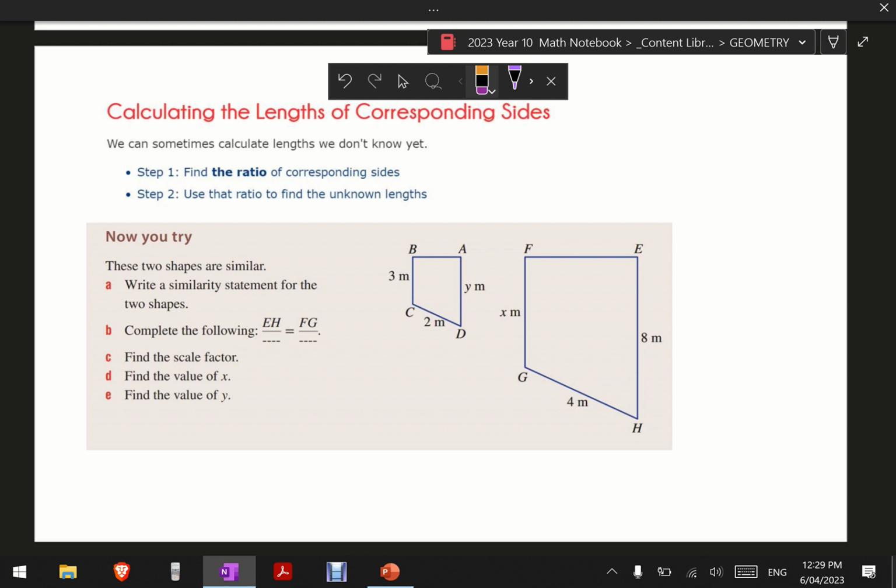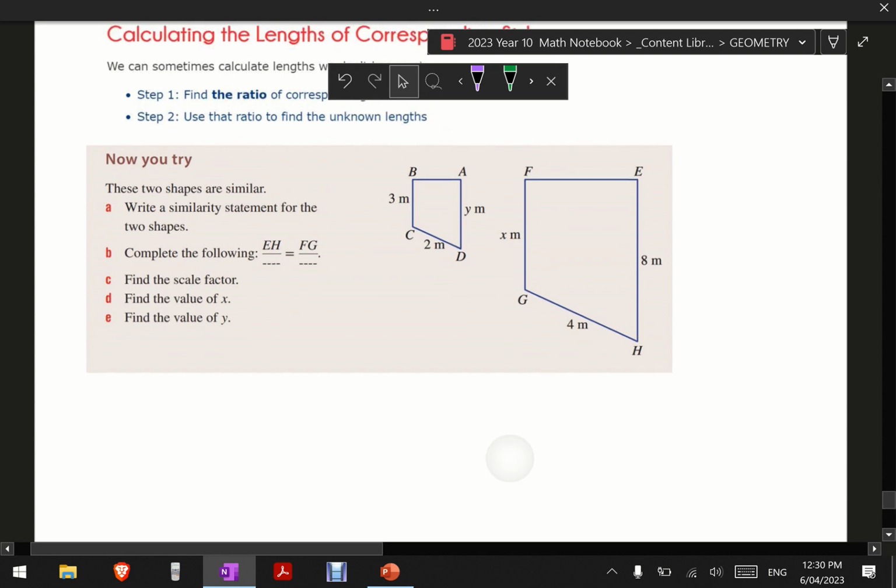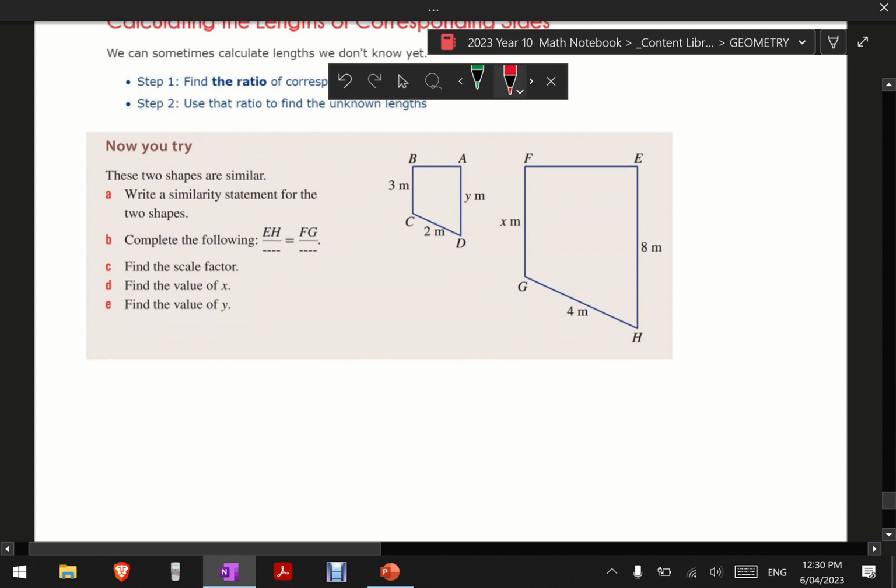Say, for example, in this question, you're looking for X, and in the original shape, you've got 3. How do you find X? Well, you need to find the common ratio first of one of the corresponding sides, and once you've done that, get your common ratio and multiply it by whatever it is to get the unknown side. So let's put it to practice. Let's write the similarity statement for the following two shapes.